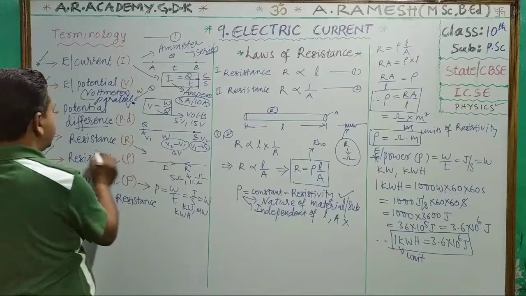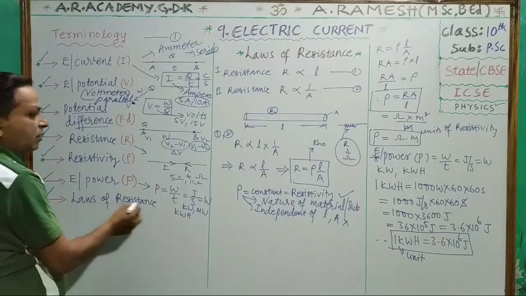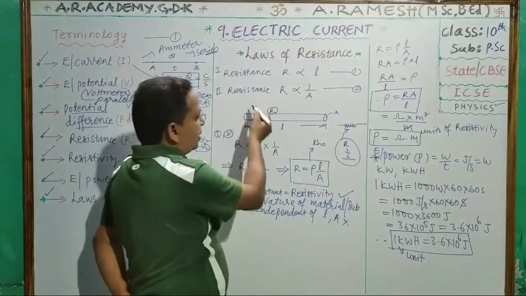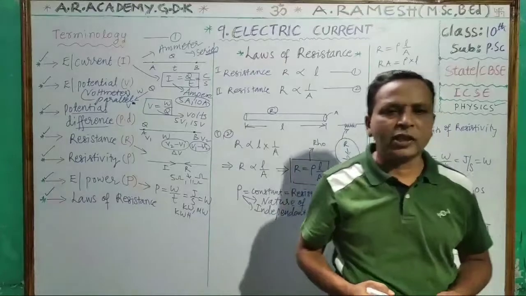We discussed potential difference, resistance and units, resistivity, electrical power, the two laws of resistance, first law and second law. Okay children, finally we discussed the kWh also.